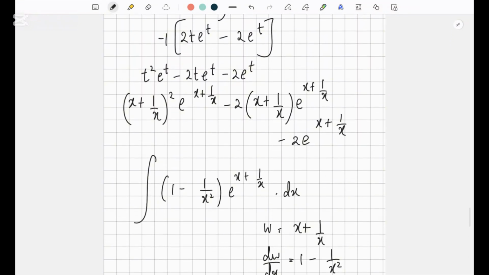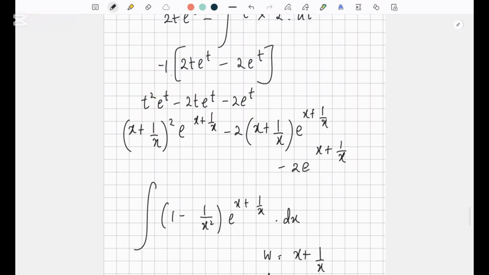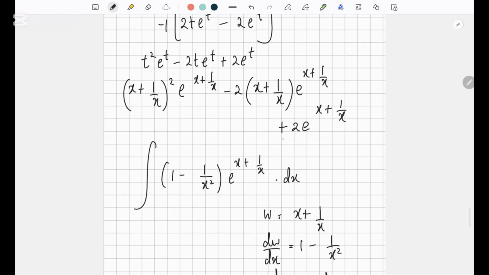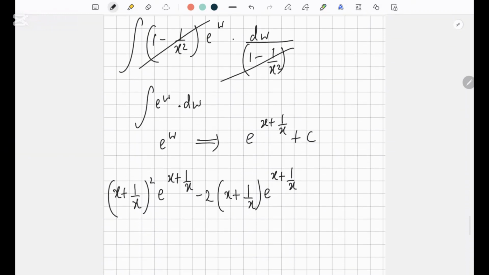Oh, and guys, I think I made a small mistake over here. When we expand the brackets with minus 1, this has to become plus, right? I by mistake put in minus instead of plus, so that's going to be addition. So it's plus 2 e to the power x plus 1 over x plus e to the power x plus 1 over x. Then all you have to write is plus 3 e to the power x plus 1 over x plus c. This is your final answer.